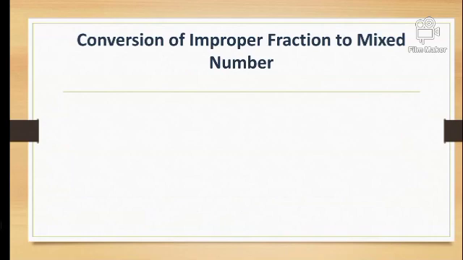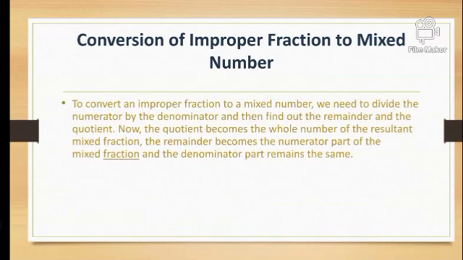Now, conversion of an improper fraction to a mixed fraction, the opposite. To convert an improper fraction to a mixed fraction, we need to divide the numerator by the denominator, then find out the remainder and the quotient. Now the quotient becomes the whole number of the resultant mixed fraction. We'll see that in our example. And the remainder becomes the numerator part of the mixed fraction, and the denominator remains the same.